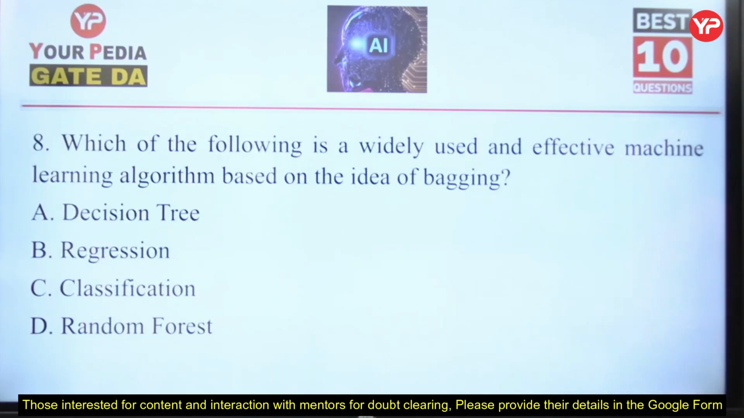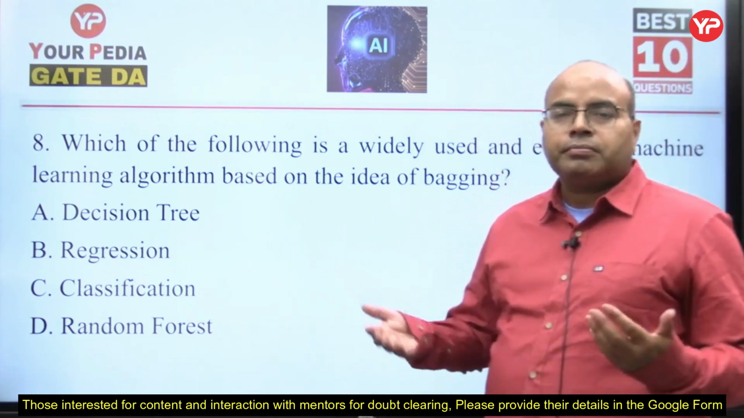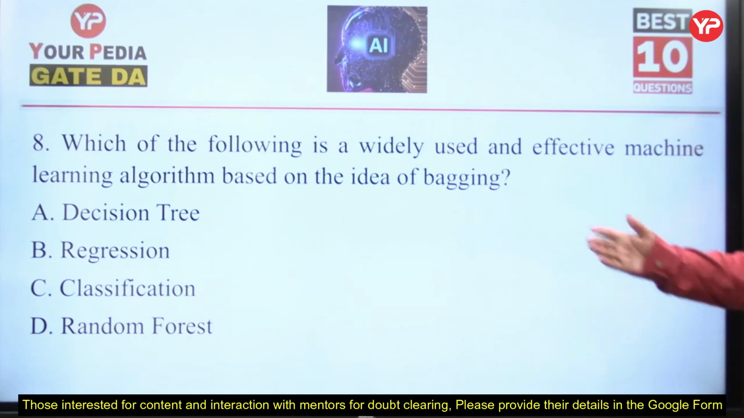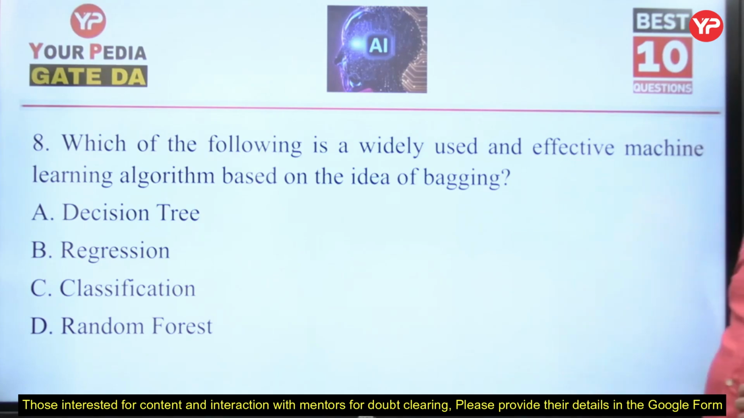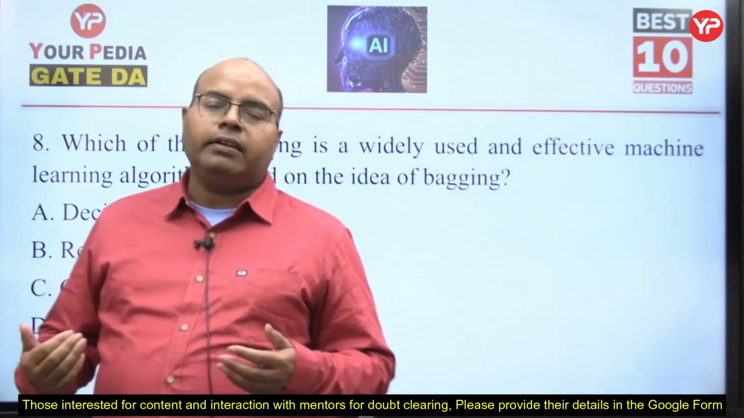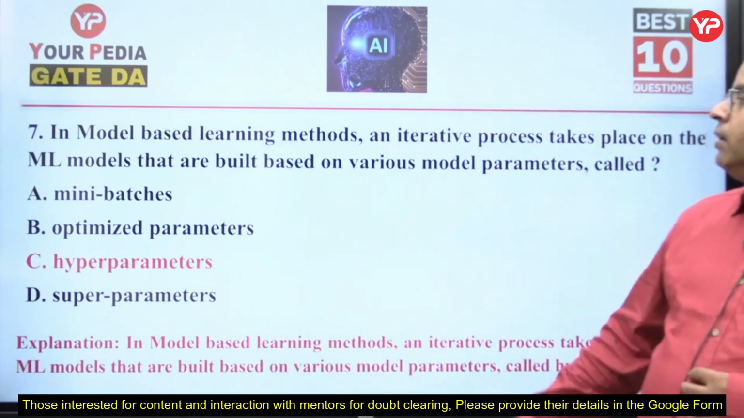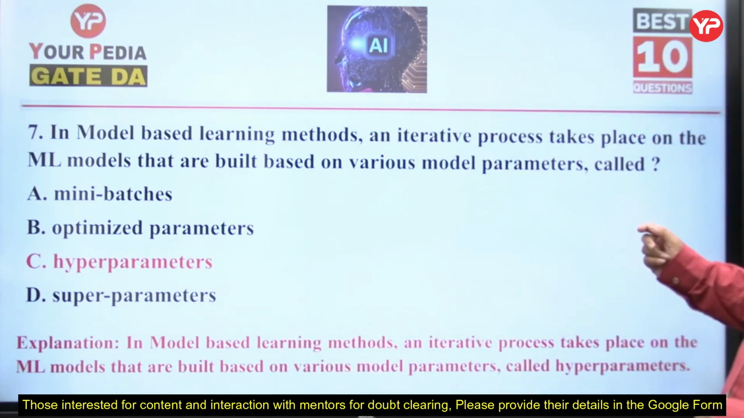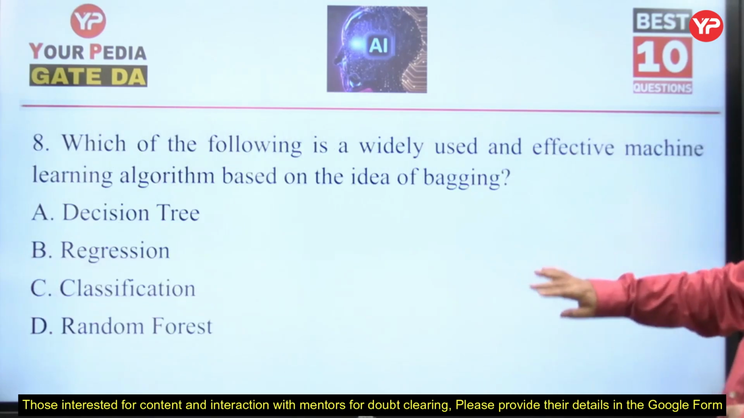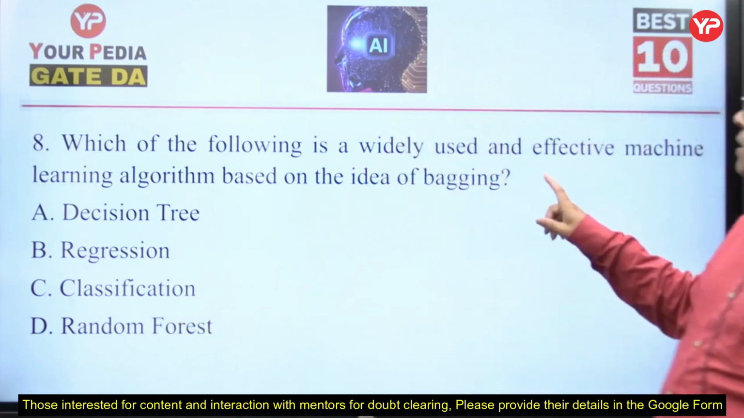Then which of the following is a widely used and effective machine learning algorithm based on the idea of bagging? Now what is bagging? Bagging is bootstrap aggregating. Bootstrap aggregating has been short named as bagging. There are two methods in that, bagging and boosting. Now, random forest is based on the idea of bagging.